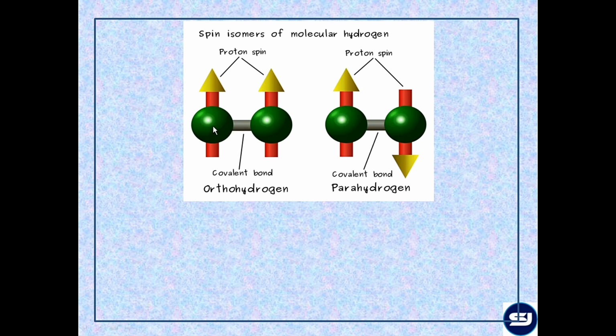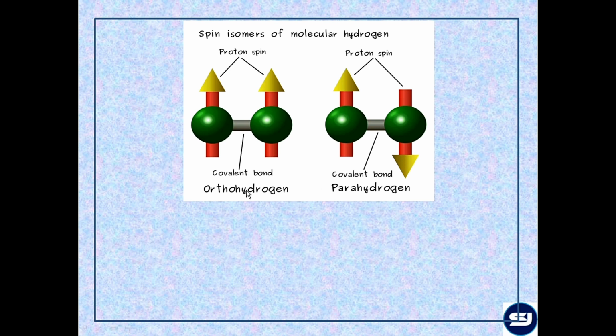Now here the nuclei can have a spin in the same direction or in the opposite direction. When the nuclear spin is in the same direction, it is referred to as ortho hydrogen. This is also called parallel spin. And when the nuclei spin in the opposite direction, or in anti-parallel direction, it is called para hydrogen. So ortho and para hydrogen are simply the nuclear spin isomers.